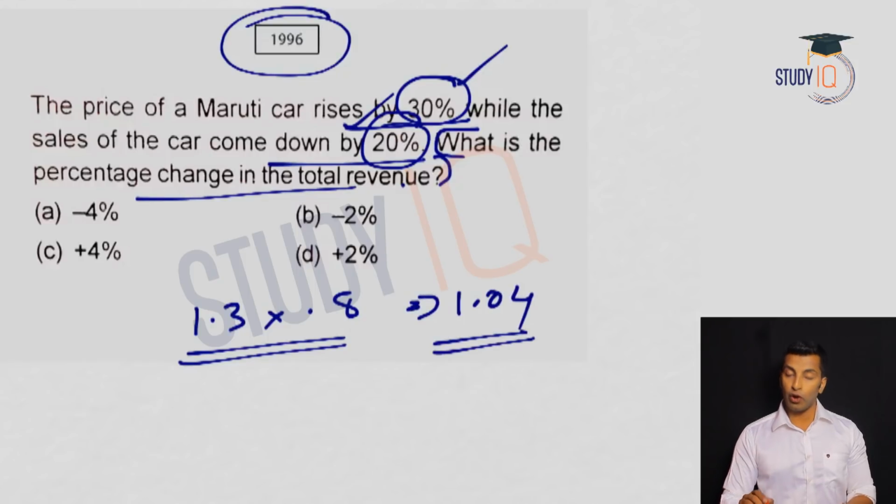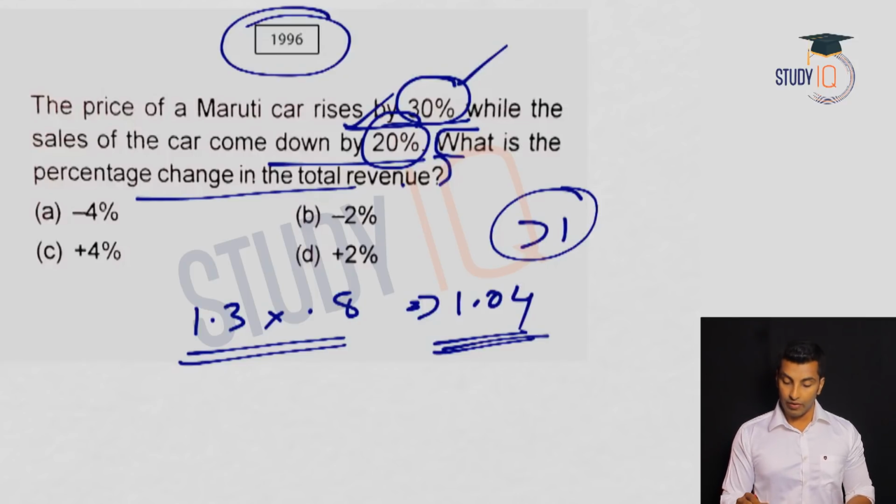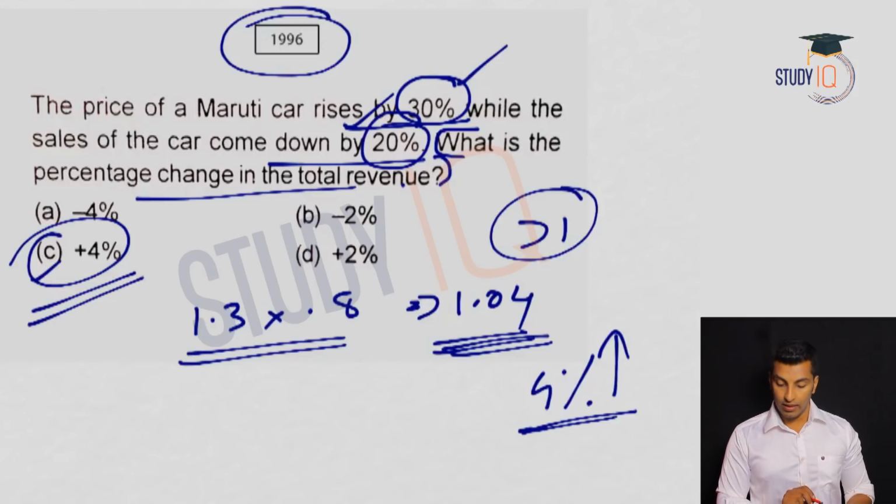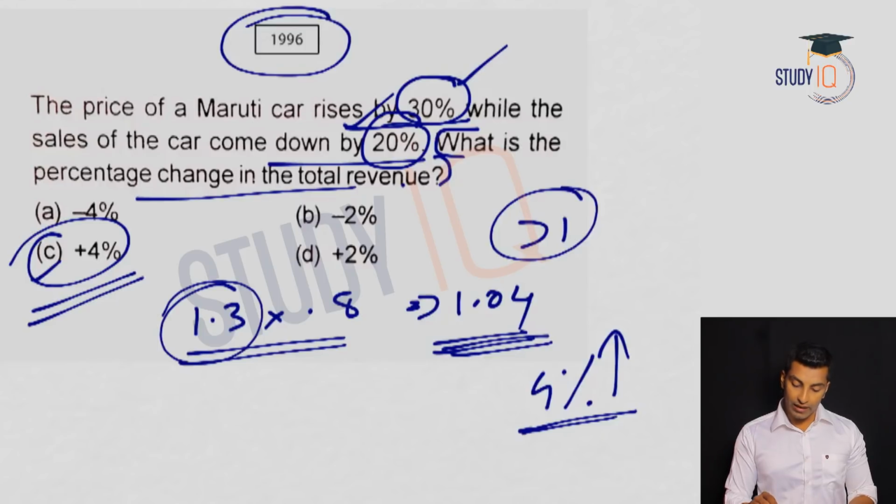Now 1.04 is greater than 1, so you understood that there is an increase in revenue. So what is the increase in revenue? The revenue is increased by 4%. So you will mark C as the option. There is an increase in revenue by 4%. You just need to do this. Two multiplication factors are given, you just multiply, and you'll get the effective change.